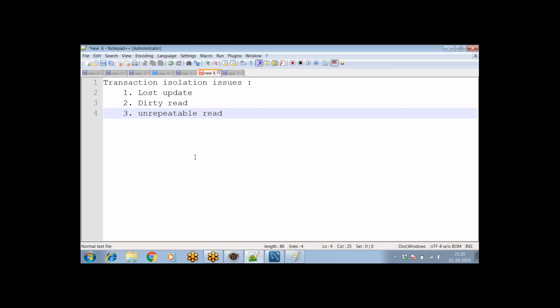So how will this issue create a problem for the transactions? What do people think? How will the unrepeatable read issue create a problem?